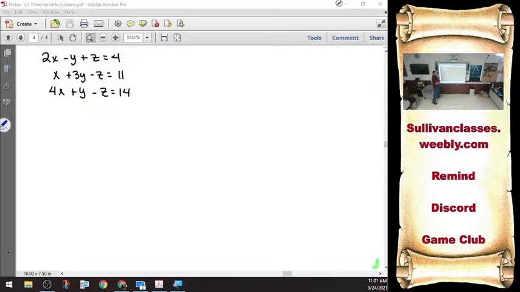What looks easy to get rid of? X. Or anything. All of them, right? Because I see a 1 or a -1 anywhere in there. Personally, I'm aiming at Z's. Because I see 1, -1, -1. I literally don't even have to multiply. There are 2 ways to eliminate right here. So that's my personal choice. Doesn't have to be yours.